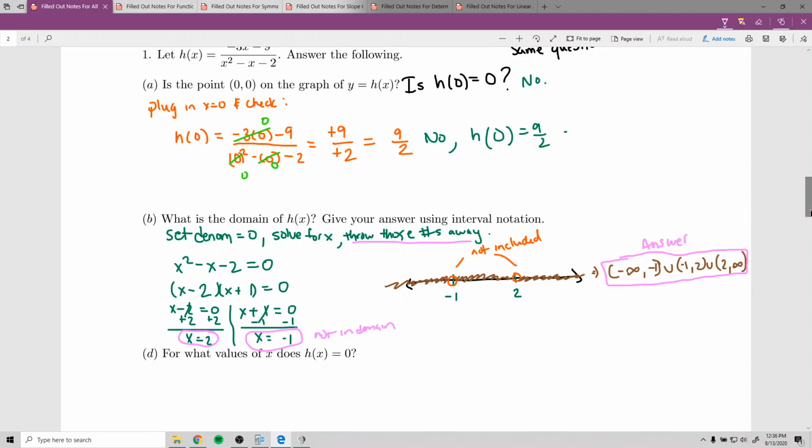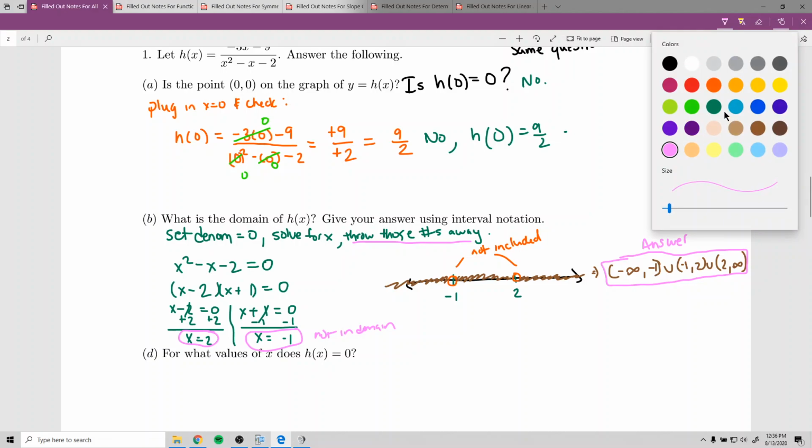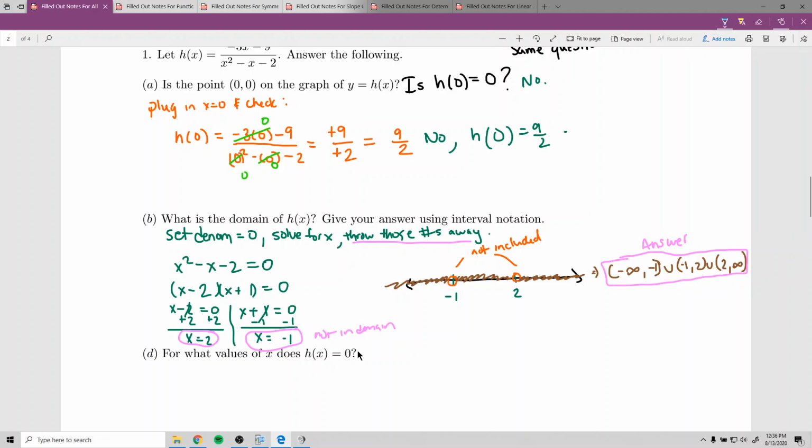All right, part C asks, well, that's not the third letter of the alphabet, but that's all right. What values of x does h of x equal 0? All right, so what we want to do is replace h of x with 0 and solve for x.